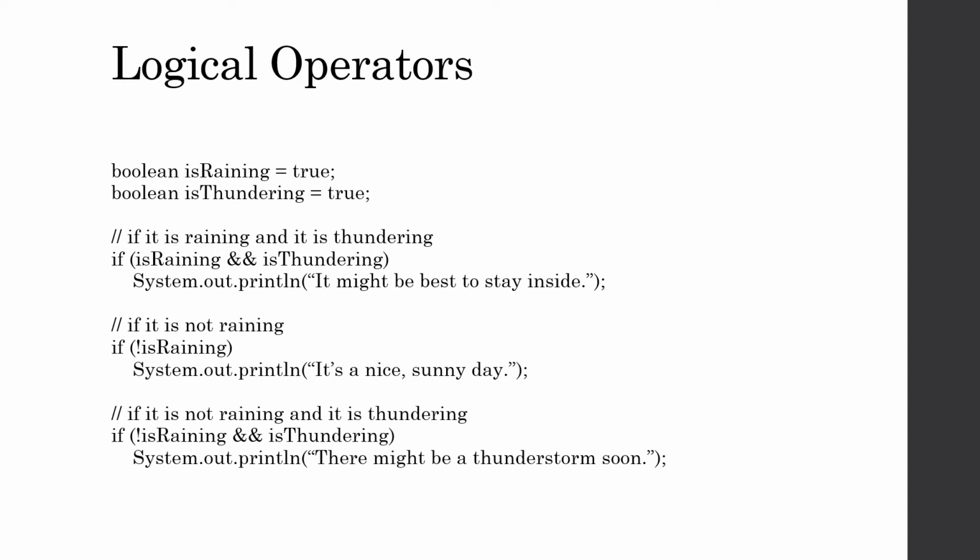So in this case, we would say it might be best to stay inside. On the second example, we're saying if it is not raining, so we're going to use the exclamation point for the logical negation operator. So if it is not raining, then that would mean that it's a nice sunny day. So we'll go ahead and print out that statement there. And then for the last one, we're using kind of a combination of these. So we're going to say if it is not raining and it is thundering, we're going to print out the statement there might be a thunderstorm soon. So let's go ahead and minimize this.